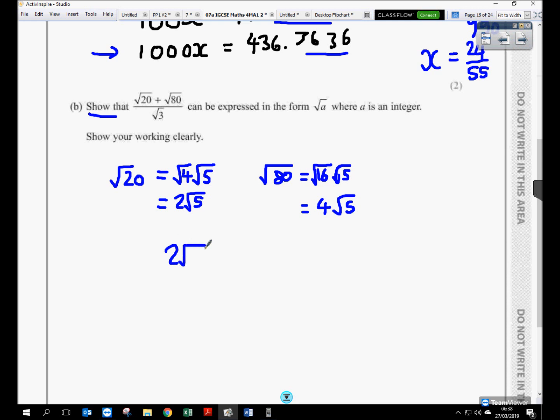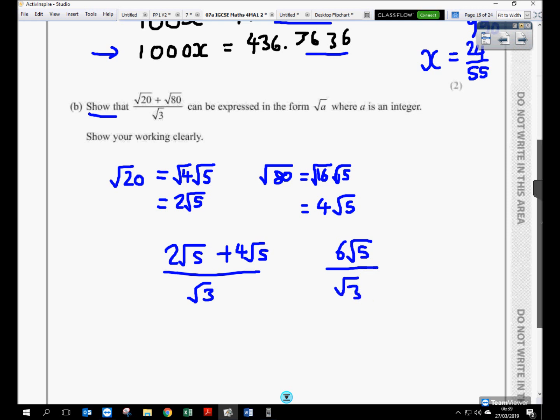Now on the top of this fraction, we have 2 root 5 plus 4 root 5, all over root 3. 2 root 5 plus 4 root 5 is 6 root 5. It's like 2x and 4x is 6x. 2 root 5 and 4 root 5 is 6 root 5. Okay, so we have a situation like this.